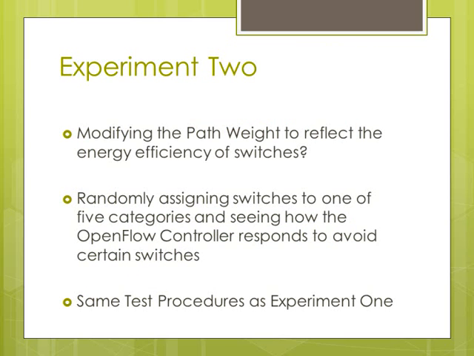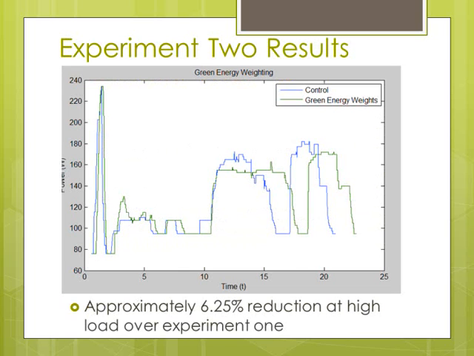My second experiment looked at assigning a path weighting based on the energy efficiency of the switches themselves. This resulted in a further saving of 6.25% compared to experiment 1's results. Hence, there are significant savings to be made from implementing energy-conscious scaling into network design.